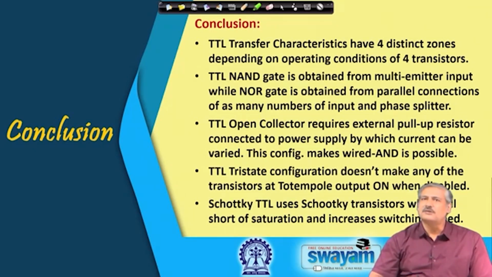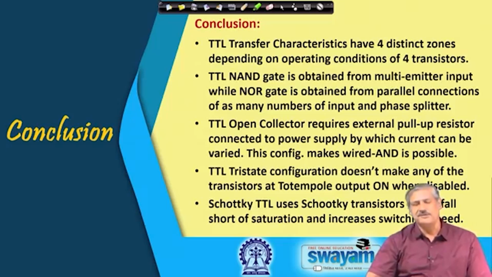Open collector configuration we have seen that it requires an external pull up resistance, and it can also be used for wired AND configuration. TTL tri-state we have seen that when it is disabled, none of the output transistors in the totem pole configuration is on, and Schottky TTL does not allow the transistor to go into saturation, it just stops short of saturation, which enhances the switching speed.